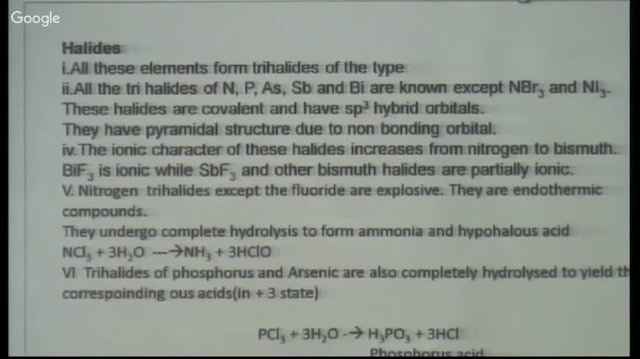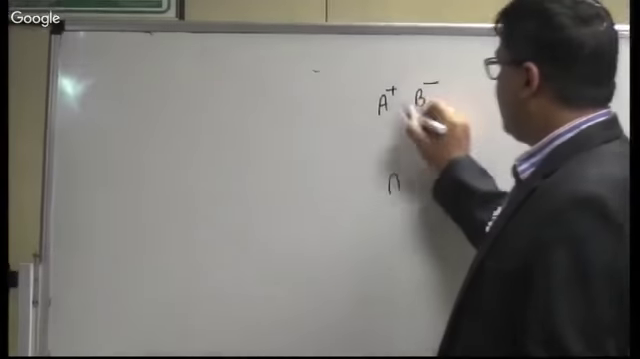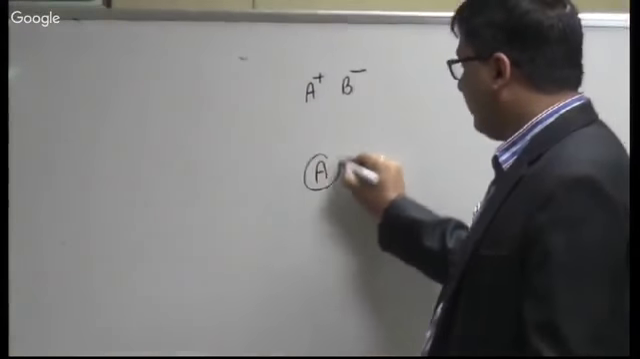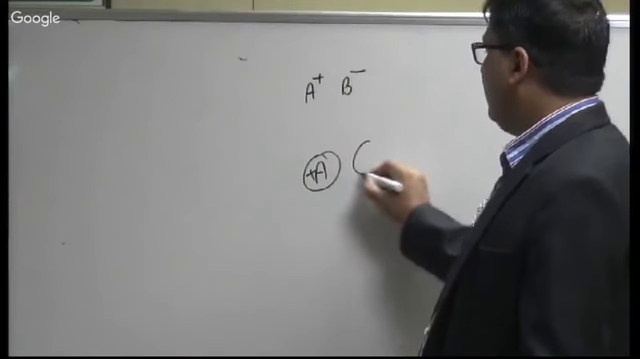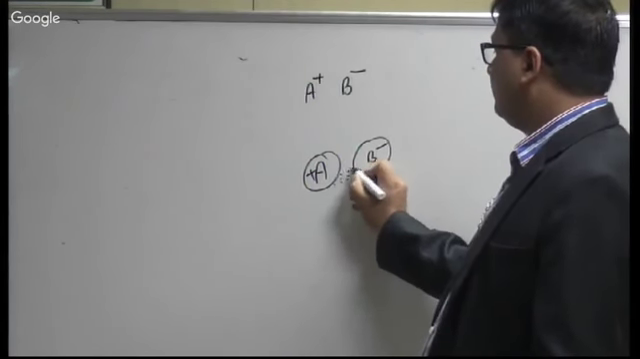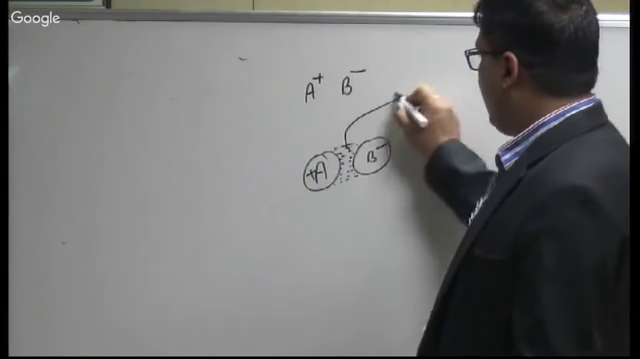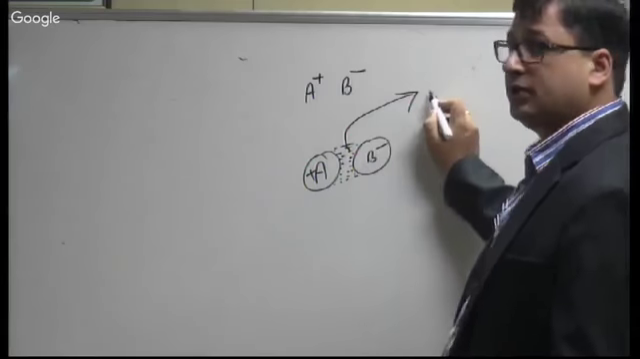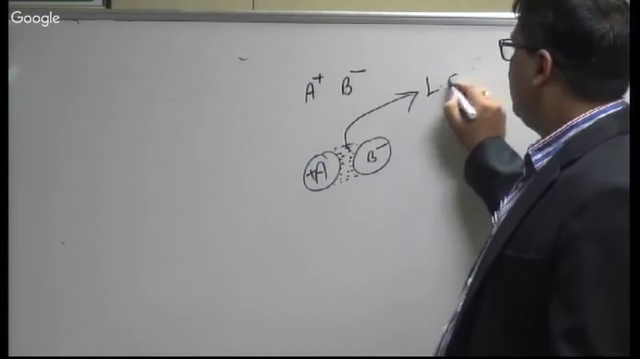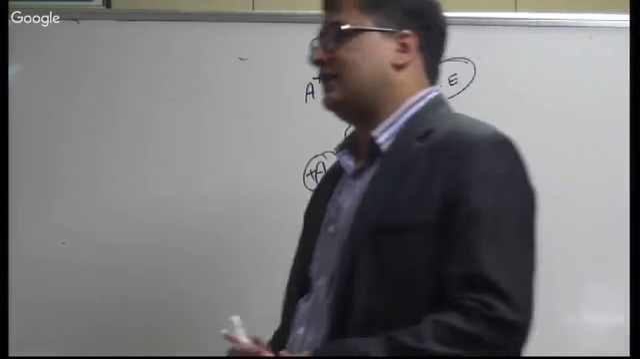Let's say this is the atom A plus and B minus. So this is a positive charge, this is a negative charge. A positive cation and a negative anion, there is a weak force of attraction, which is known as ionic bond, and the energy which is released is known as lattice energy. This is known as lattice energy.